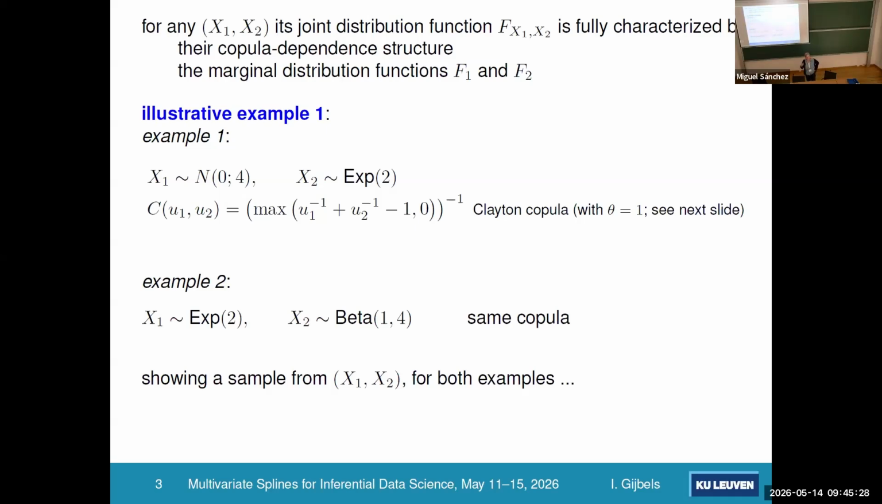If that says something to you, I'll show you a picture afterwards. But I take different marginals, right? In the first example, the first marginal is a normal distribution and the second marginal is exponential, and in the second example, x1 is exponential and x2 is a beta distribution, any kind of distribution. On the next slide I'll show you a sample, I think of size 700 and 400, but it doesn't matter too much, for each of these examples.